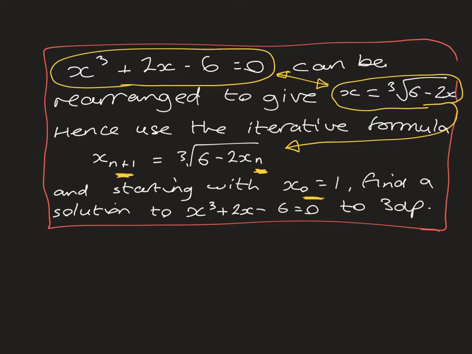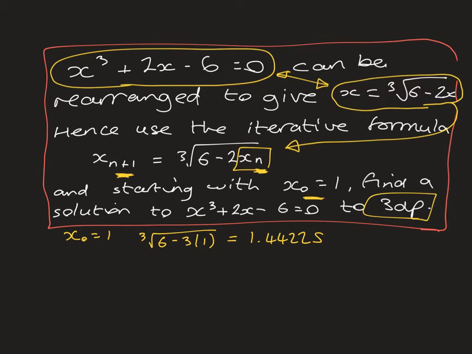So we're told x0 equals 1. So the first thing we're going to substitute in, instead of where it's got xn, we're going to change that for a 1. So on the calculator, you'd do the cube root of 6 minus 2 lots of 1. And the answer I get for that is 1.44225. They want the final answer to 3 decimal places, so I would always do a couple more decimal places in your working out stage. And this answer here, 1.44225, that is x1.